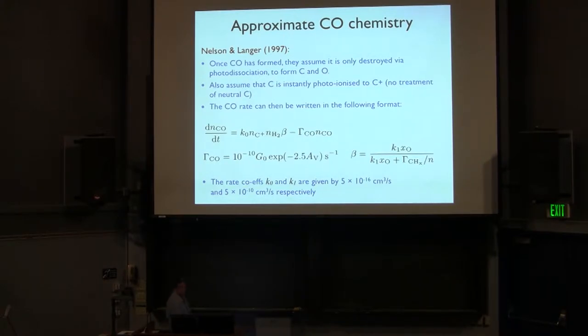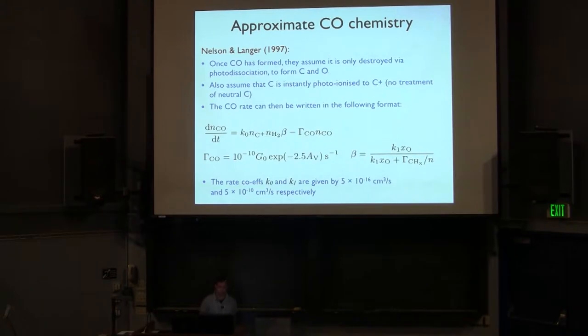And so once the CO has been formed, you assume that it can only be photodissociated. It doesn't react with anything, and there are no exchange reactions with any other molecules. You're just going to assume it's photodissociated. And again, that is how most of the CO is destroyed in molecular clouds, so that's also a good approximation.